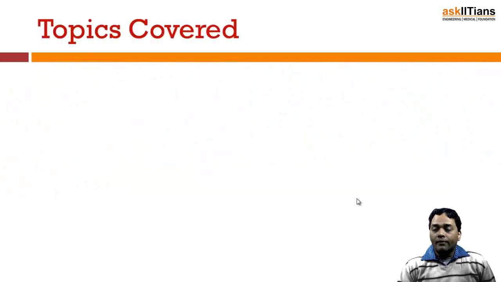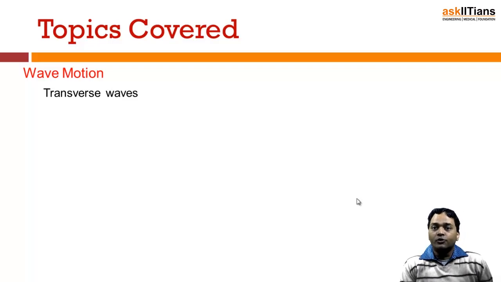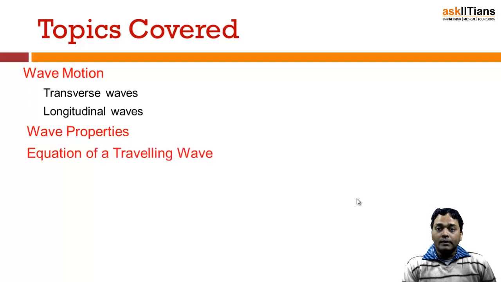What will we be covering in this particular chapter? Broadly speaking, we'll be starting off with wave motion. Wave motion can be differentiated into two basic parts: transverse waves and longitudinal waves. Going further, we'll be understanding the wave properties. Then we'll try to understand the equation of traveling waves, because if there is a wave that moves from one point to another, that is what is known as a traveling wave.